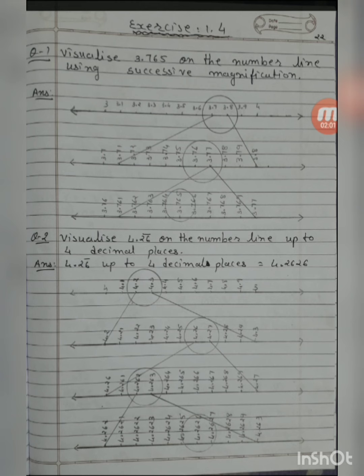Same thing for question number 2. Visualize 4.26 bar on the number line up to 4 decimal places. Here our number is 4.2626. So here we draw the 4 to 5 number line first. Second number line 4.2 to 4.3. And third we draw the number line 4.26 to 4.27. And fourth we draw 4.262 and 4.263, and we can find our number 4.2626 here. Thus we can draw this type of number line and visualize the decimal number on the number line.